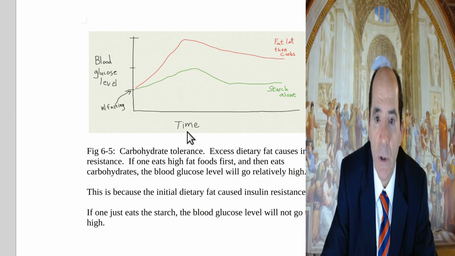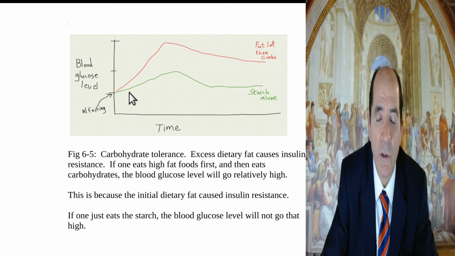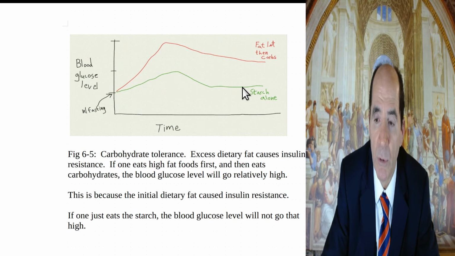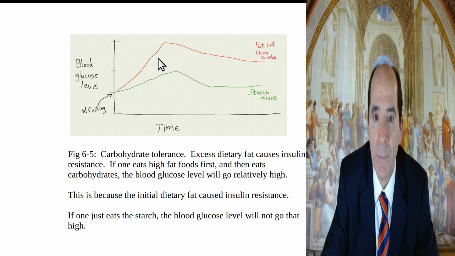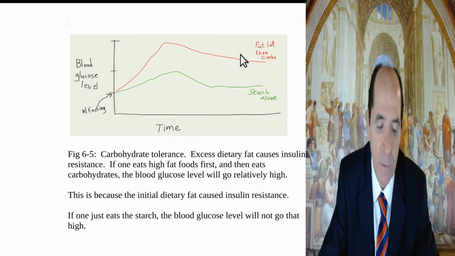Okay, so here's a curve of blood glucose level over time. If you only eat starch, blood glucose comes up a little bit. That's normal. It's supposed to come up after you eat, but not that much, and it stays close to right in the normal zone a prolonged amount of time. If you eat fat first, followed by the carbohydrates, then the fat causes insulin resistance, and then you get a prolonged postprandial hyperglycemia. So the fat caused insulin resistance. The fat caused what is called decreased carbohydrate tolerance.